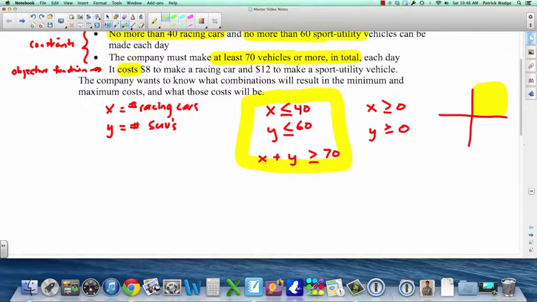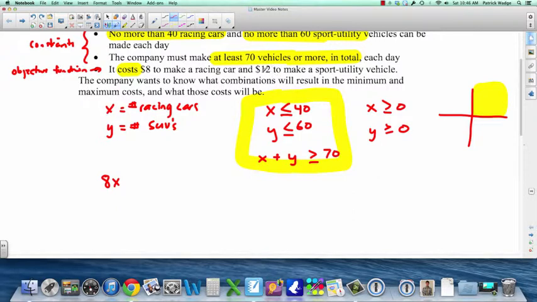Before we do that, let's look for the objective function, see if we can figure out what the objective function would be. We said it's right here. It costs $8 to make a racing car and $12 to make a sport utility vehicle. So if it costs $8 to make a racing car, how much would it cost to make 10 racing cars? $80, 8 times 10. How much to make 100 racing cars? 8 times 100. How much to make X racing cars? 8 times X, which is 8X.